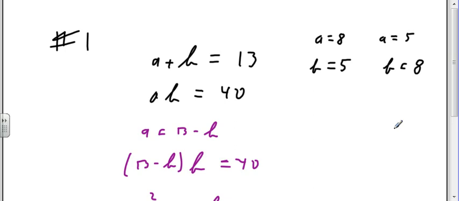Rectangular plot, rectangular field. Number 7. Oh, we have to do 3 first, so we'll do 3 next. Number 3. The length of a rectangular plot is 3 centimeters greater than twice the width. Find the dimensions if the area is 35.